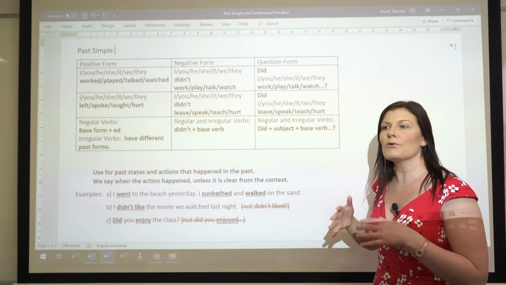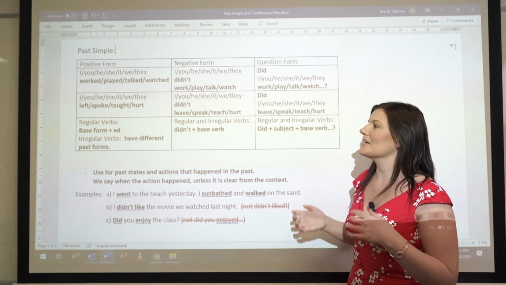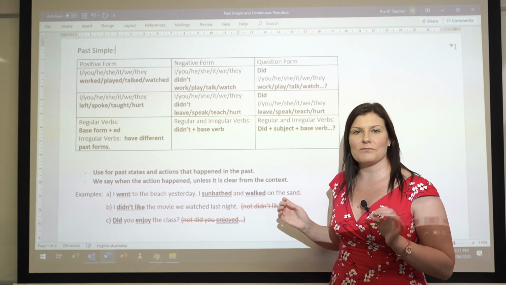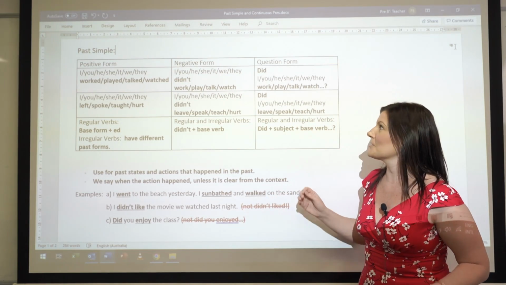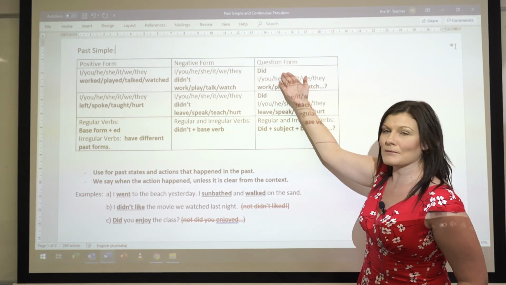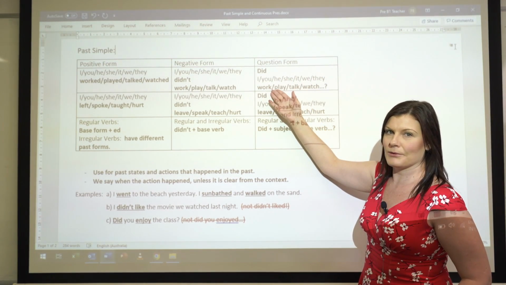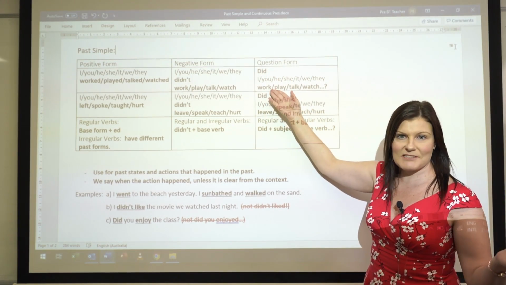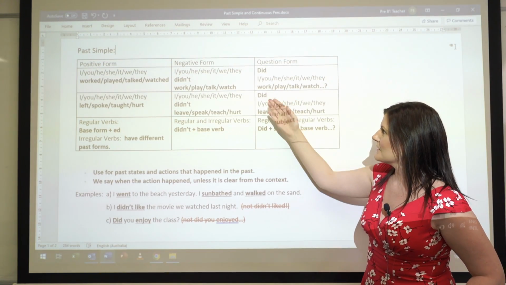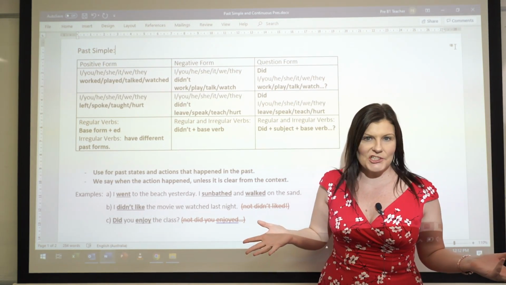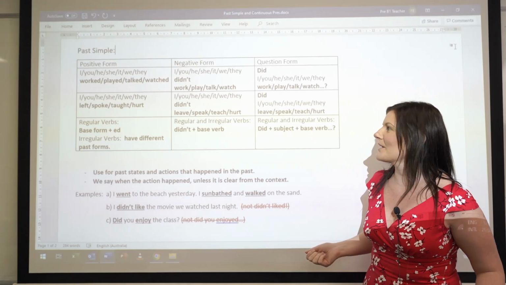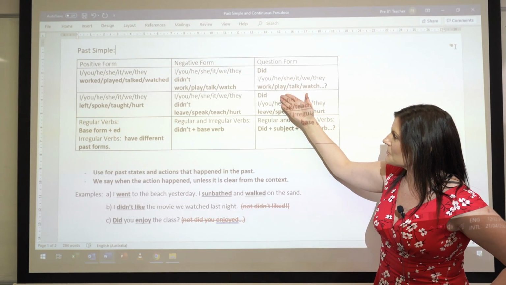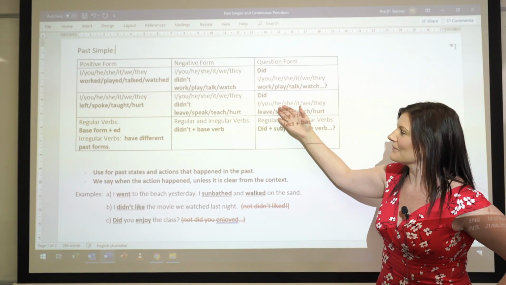For questions, also the structure is the same. It doesn't really matter if it's a regular or irregular verb. We just use did plus the subject plus the verb. Like, did you work yesterday, for example? Did you speak to the teacher after class? Did, subject, base verb.